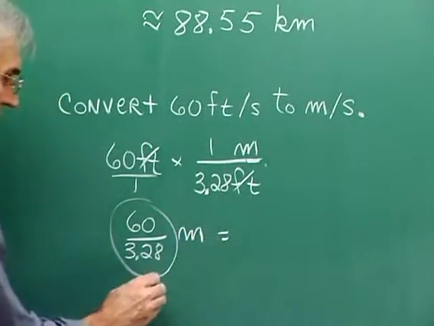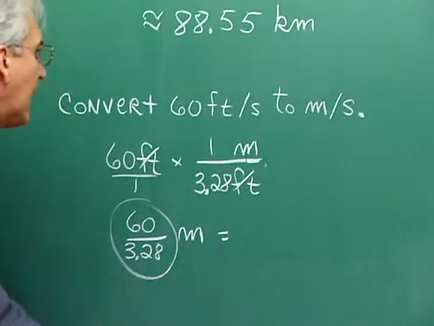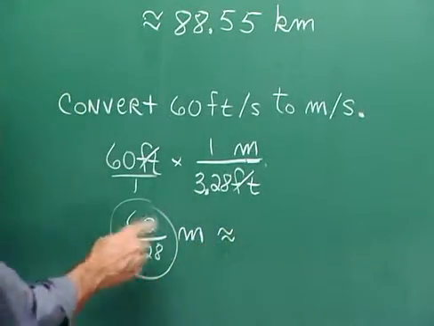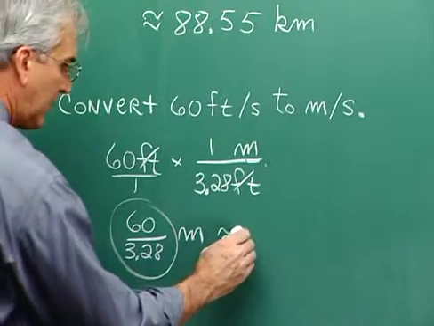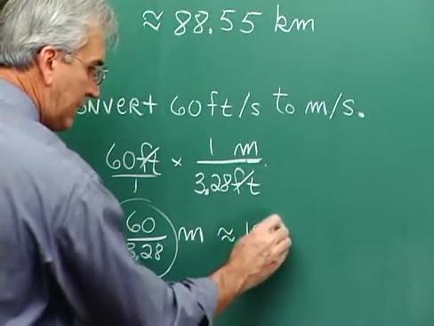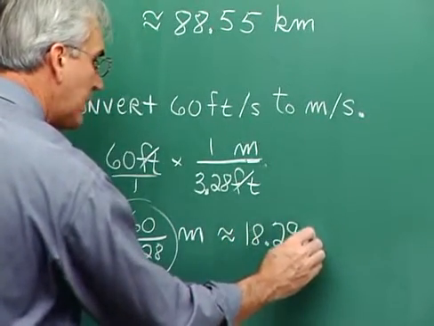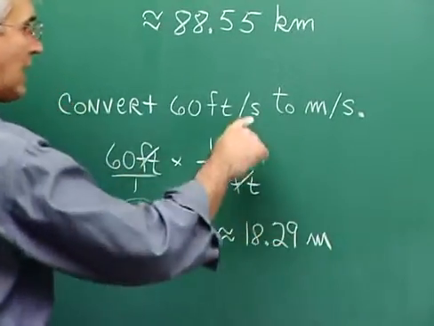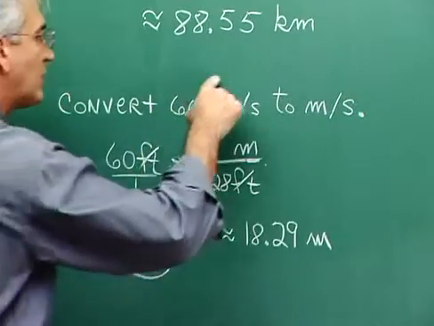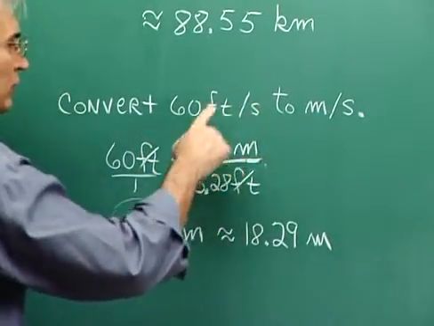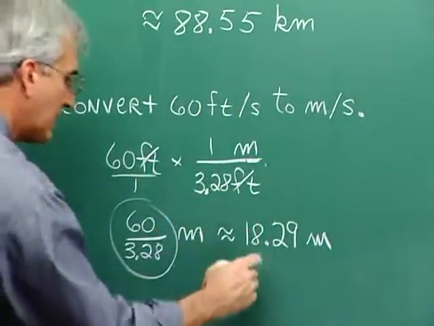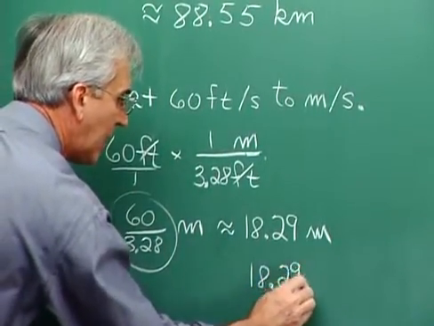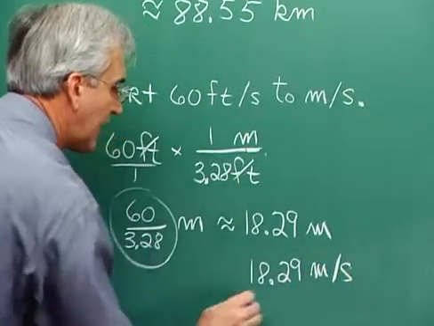And once we perform that calculation, we find it to be, and again, I shouldn't use an equal sign, it's approximately equal to, all of this is approximately equal to 18.29 meters. Now, I have converted the feet into meters, and I'm converting this 60 feet per second into meters per second, so then I'll write the answer to the problem as 18.29 meters per second.